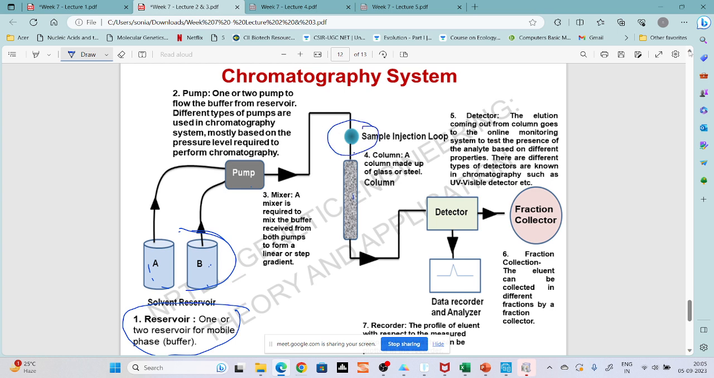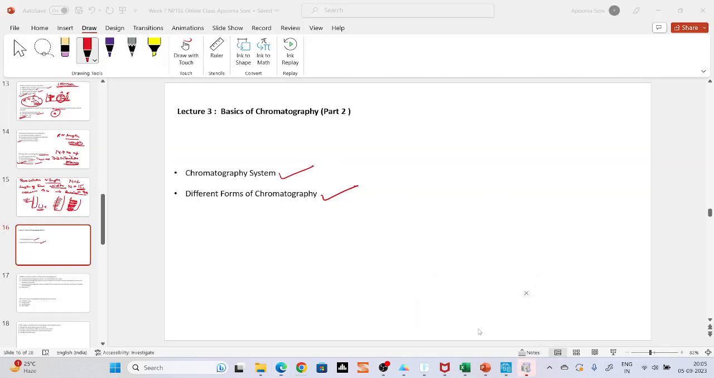Just above the column, if you have seen the video that sir has provided, you will inject your sample from here, and then you will have peaks. You will have a detector where you will get the peaks, and whatever fraction that you want to collect, you can collect from here. So this is the basic gist of how a chromatography system works. Now we'll do the questions of this particular thing.